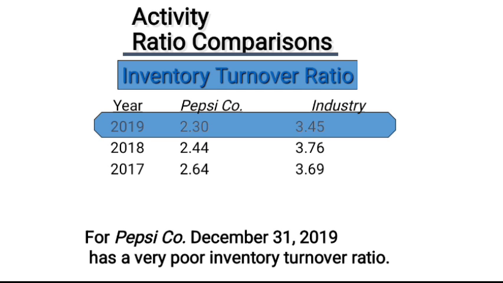As you can see in the figure, over the last three years it is less than the industry: 3.69 was the industry in 2017 and we were 2.64, 3.76 in 2018 and we were 2.44, 3.45 from the industry in 2019 and we are at 2.30. So Pepsi is poorly managing its inventory, and they are not effectively managing the inventory system, the inventory turnover ratio.